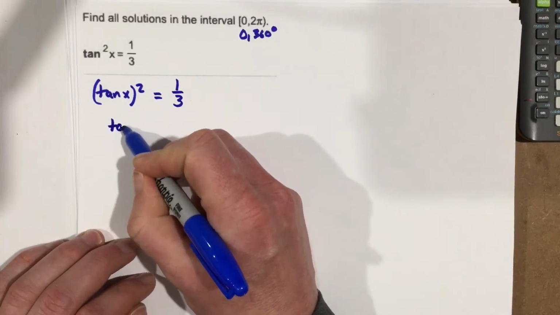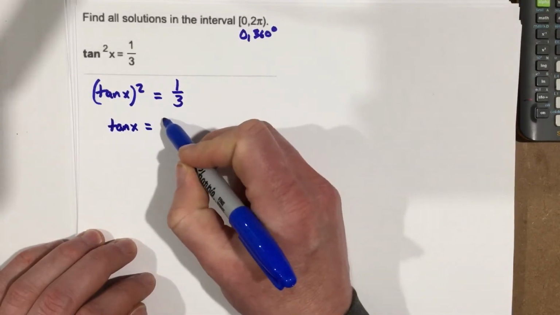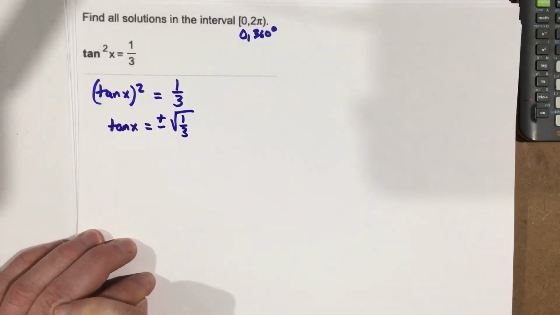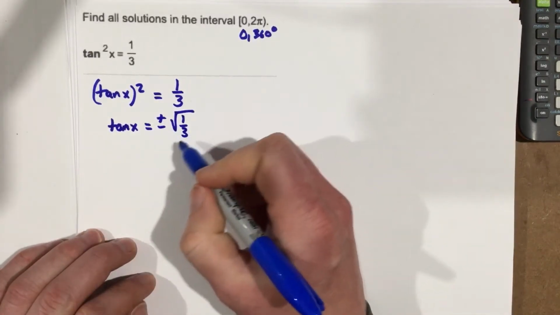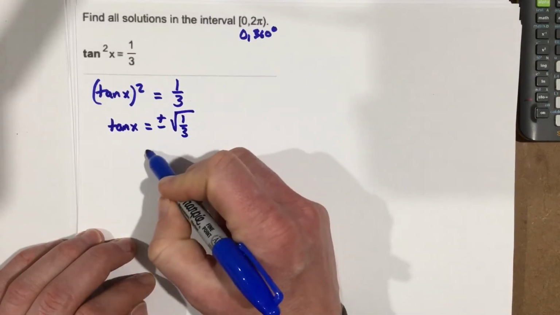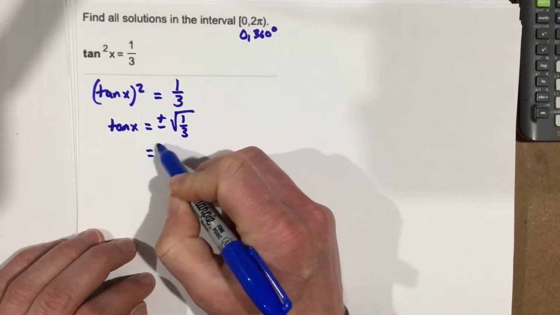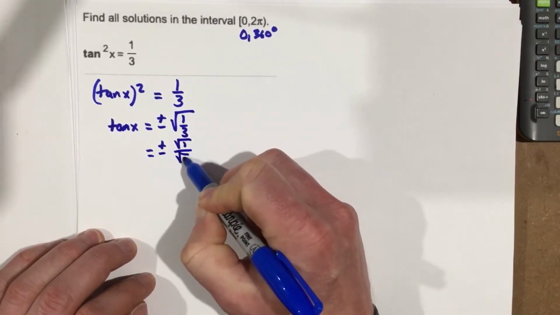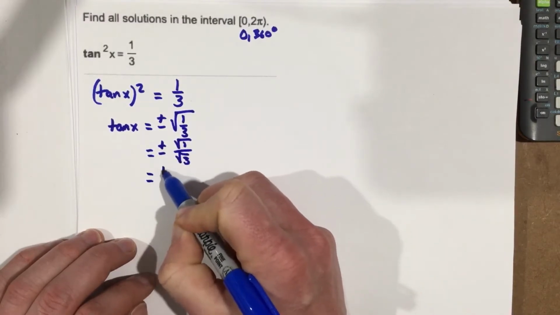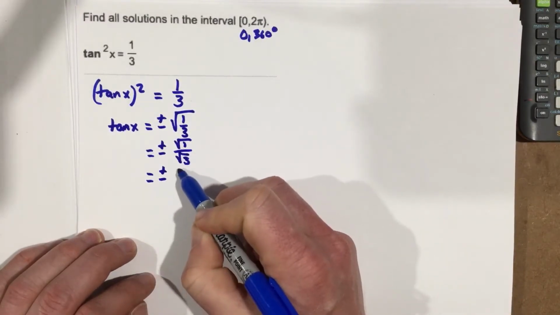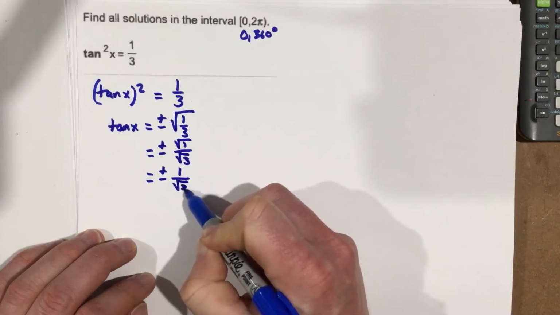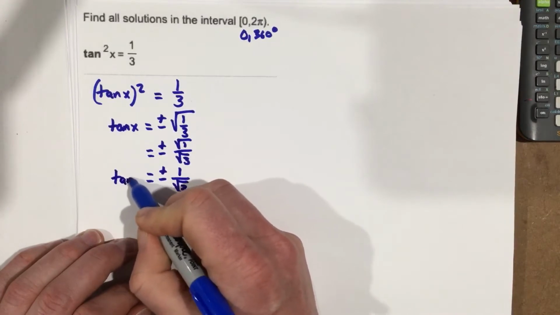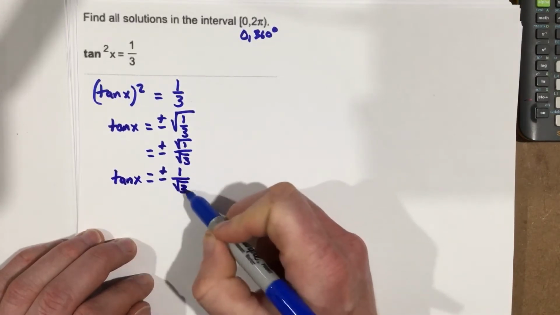And so we get tangent x equals plus and minus the root of 1/3. So then we know that's really tangent x equals plus and minus root 1 over root 3. So then we can say that's actually plus and minus 1 over root 3. Okay, so we know that tangent x is equal to plus or minus 1 over root 3.